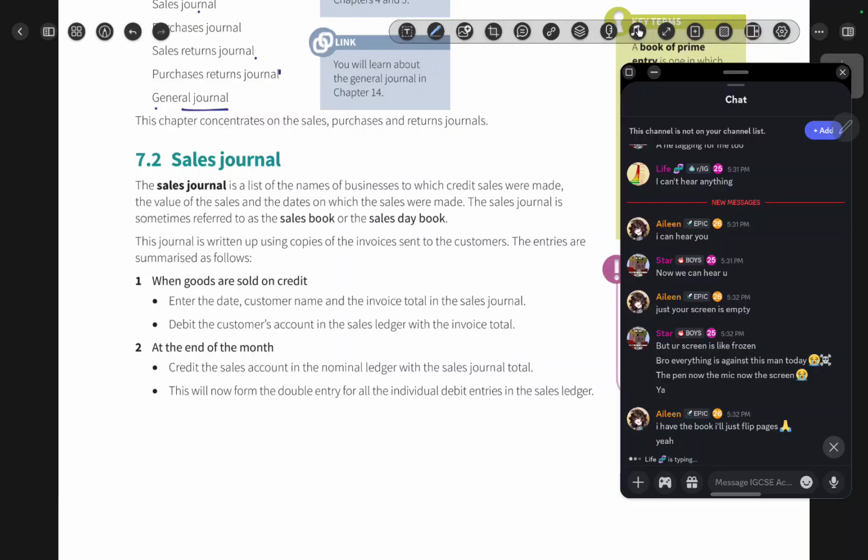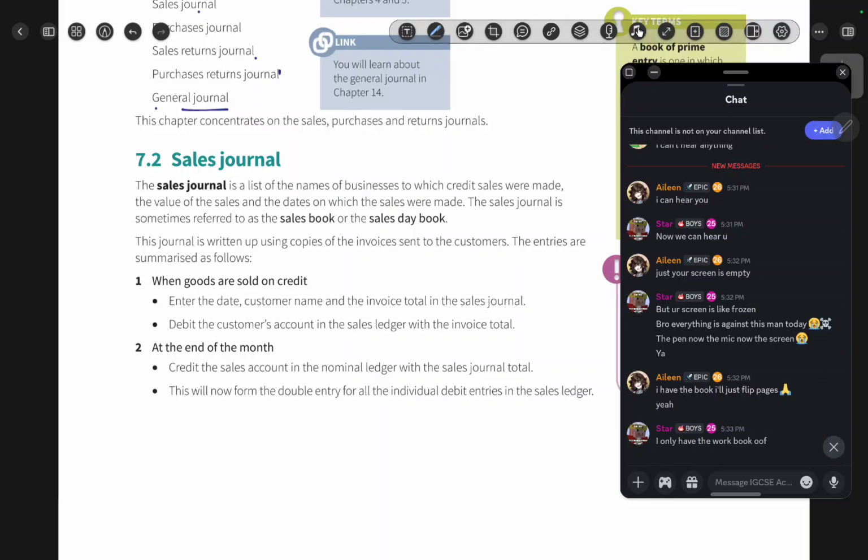Right now we're on sales journal. The sales journal is a list of names of the businesses to which credit sales were made. Basically, all your credit customers, people who buy goods from you on credit but don't pay you right now, are credit customers. You will record them in the sales journal. So it's gonna be something like this. You have your debit side and your credit side in your sales journal as well, but instead of a T account, it's in a vertical format.